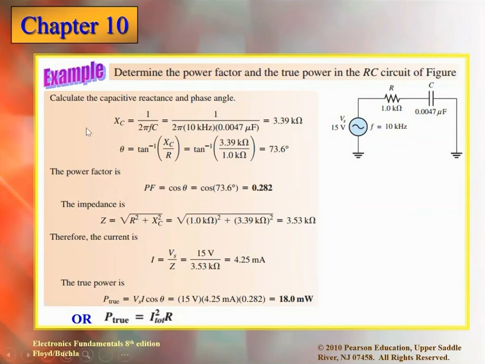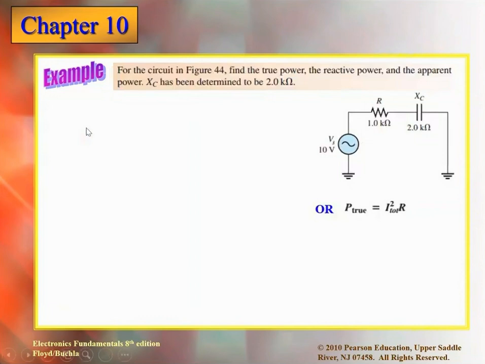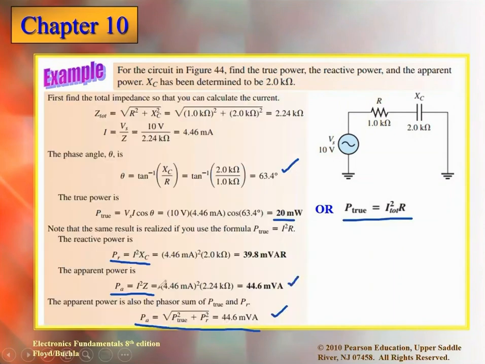Now, what is there next? So this is for the circuit: true power. Again, they are asking true power, reactive power, and the apparent power. And XC has been determined. They are telling us already that XC is 2. All right. Either this I square Z or by knowing P true square plus PR square, because we know the triangle.